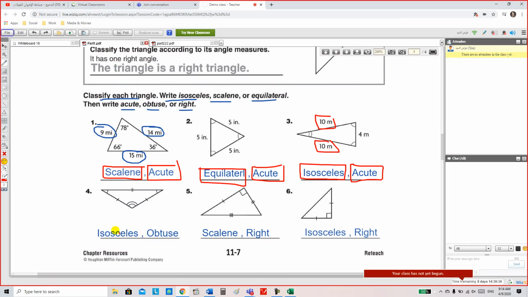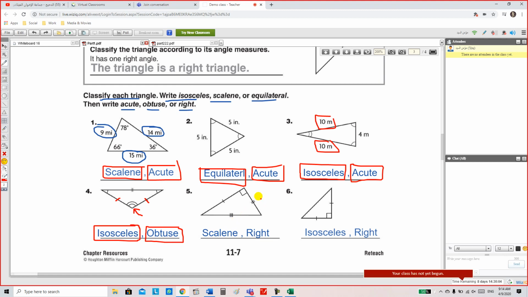Okay, the next one. We have the signs here. It means that we have only two sides equal in length. So we can say this is an isosceles triangle because we have only two sides equal in length. And we have one obtuse angle here, greater than 90. It's opened like that. So it will be an obtuse triangle.